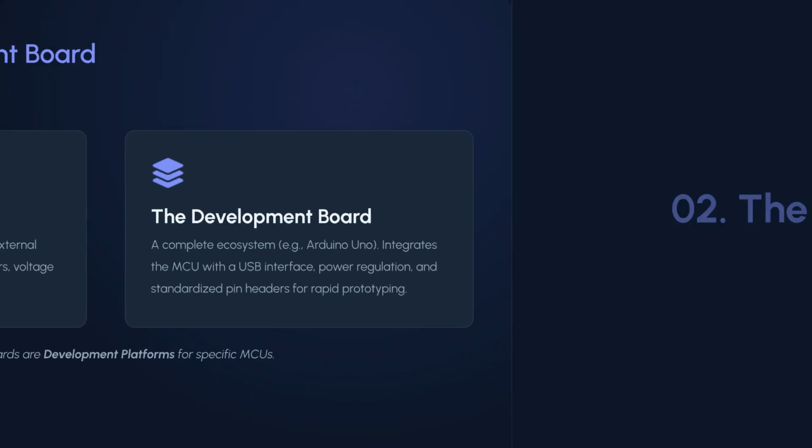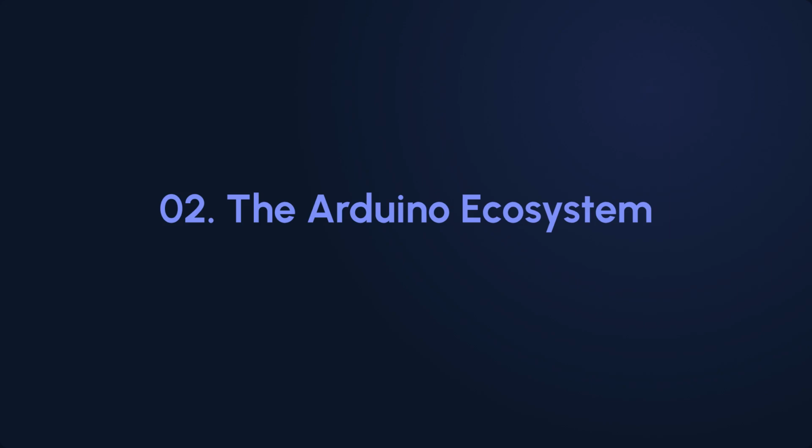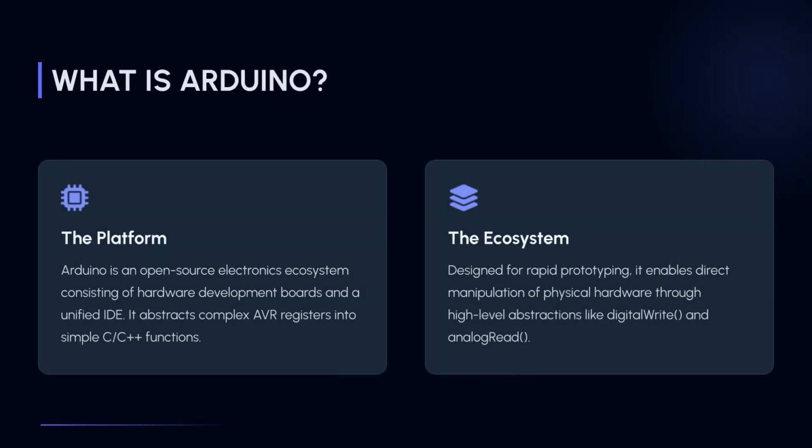for rapid prototyping. Next, we will explore the Arduino ecosystem, which standardizes both hardware and software for embedded development. Arduino is an open-source ecosystem that offers both a hardware platform and a software ecosystem. It uses high-level C++ functions like digitalWrite and analogRead to simplify complex low-level operations.